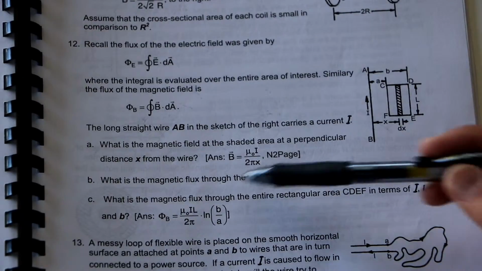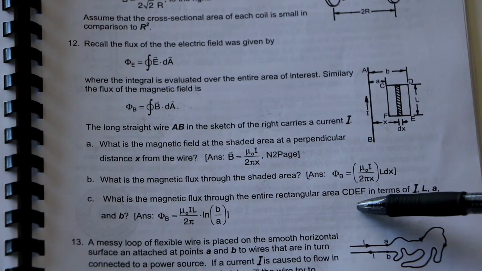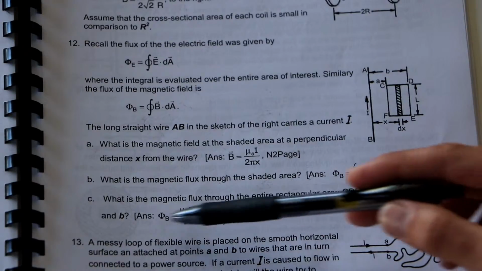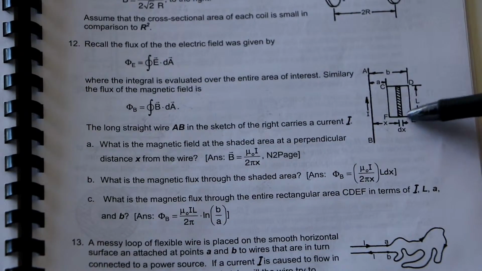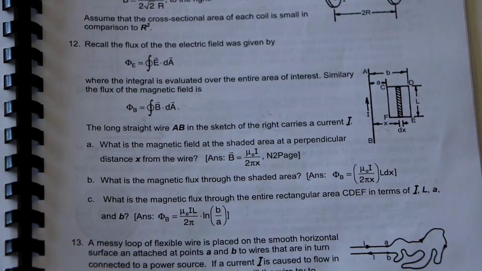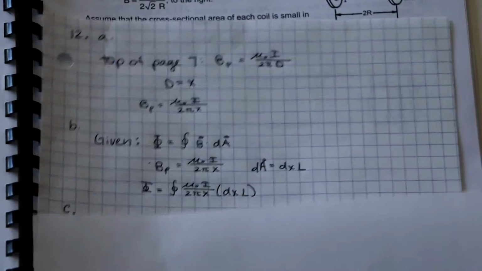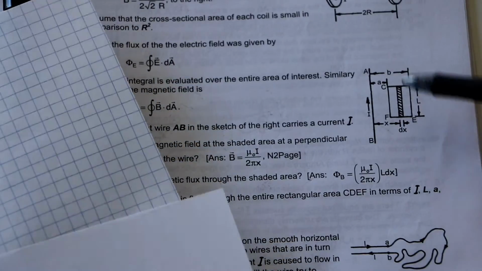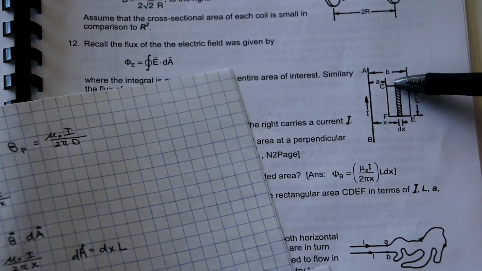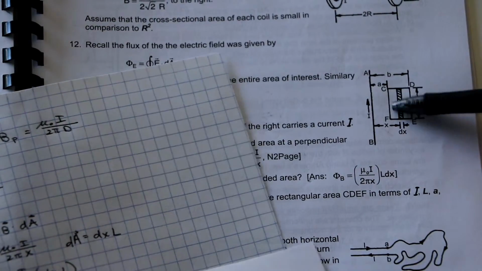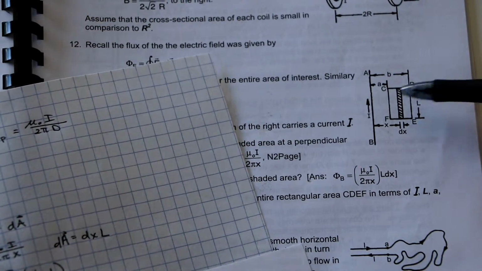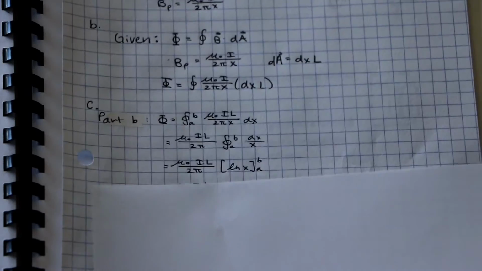Part C, what is the magnetic flux through the entire rectangular area CDEF in terms of I, L, A, and B? So what is the flux through this whole rectangle here? For this, we're going to use the formula that we found in part B, and we're just going to integrate it from A to B, because that is this distance. So we want this whole area from here to here.